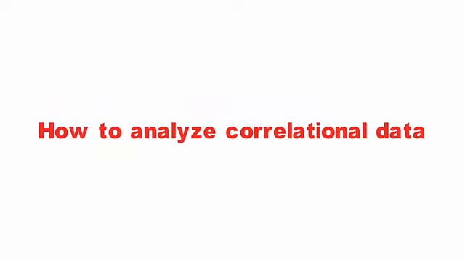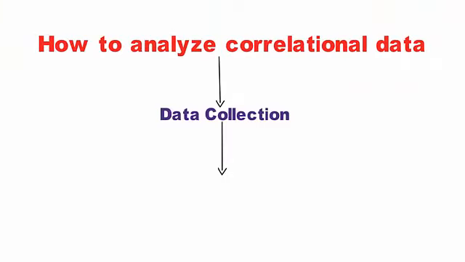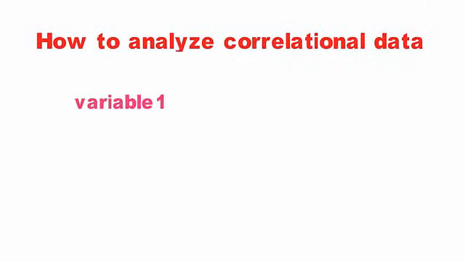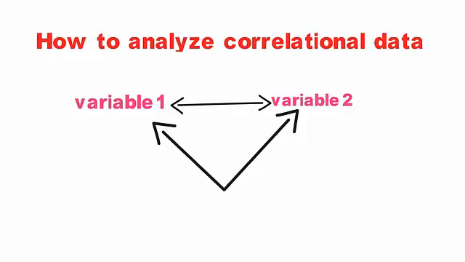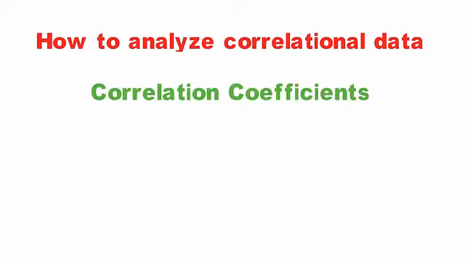How to analyze correlational data. After collecting data, you can statistically analyze the relationship between variables using correlation or regression analyses, or both. You can also visualize the relationships between variables with a scatterplot. Different types of correlation coefficients and regression analyses are appropriate for your data based on their levels of measurement and distributions.